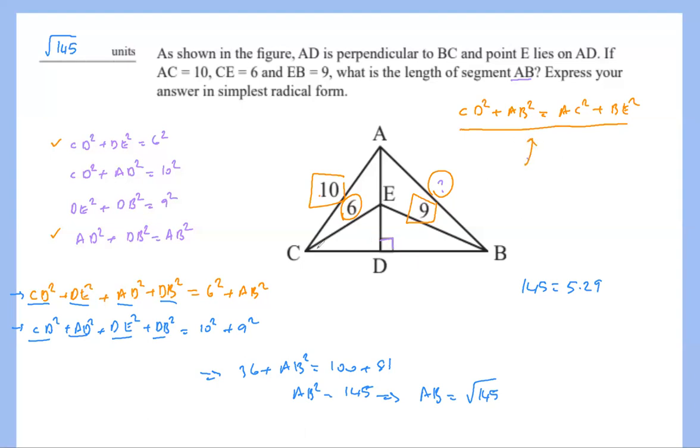If you've seen this before, you could just skip all these Pythagorean steps and get the answer immediately. So if you see this question next time, you could just do this. You will say 6 squared plus question mark squared equals 10 squared plus 9 squared, and then you get the x as the square root of 145. That's it.